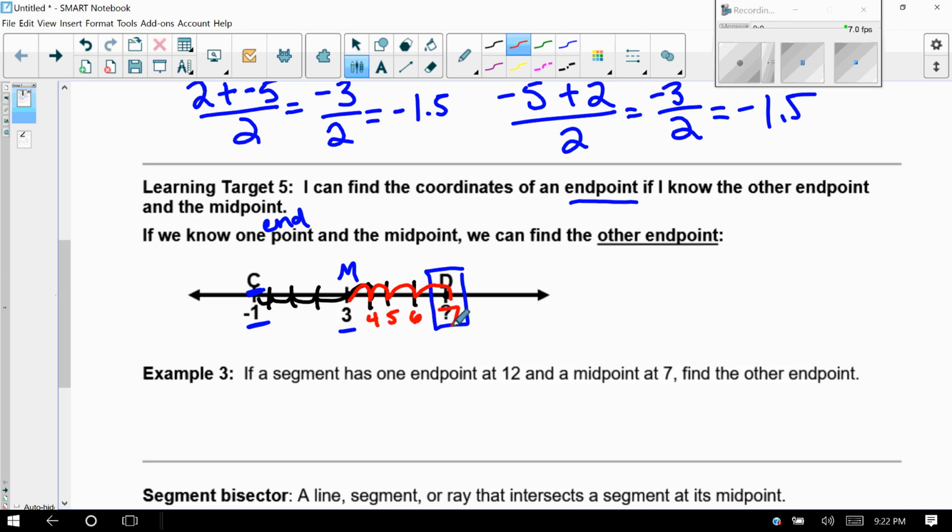Now, sometimes this can get pretty complicated, especially if you have decimals in there. We're not going to always be able to graph it. So what I want you guys to do is remember double, double, subtract.